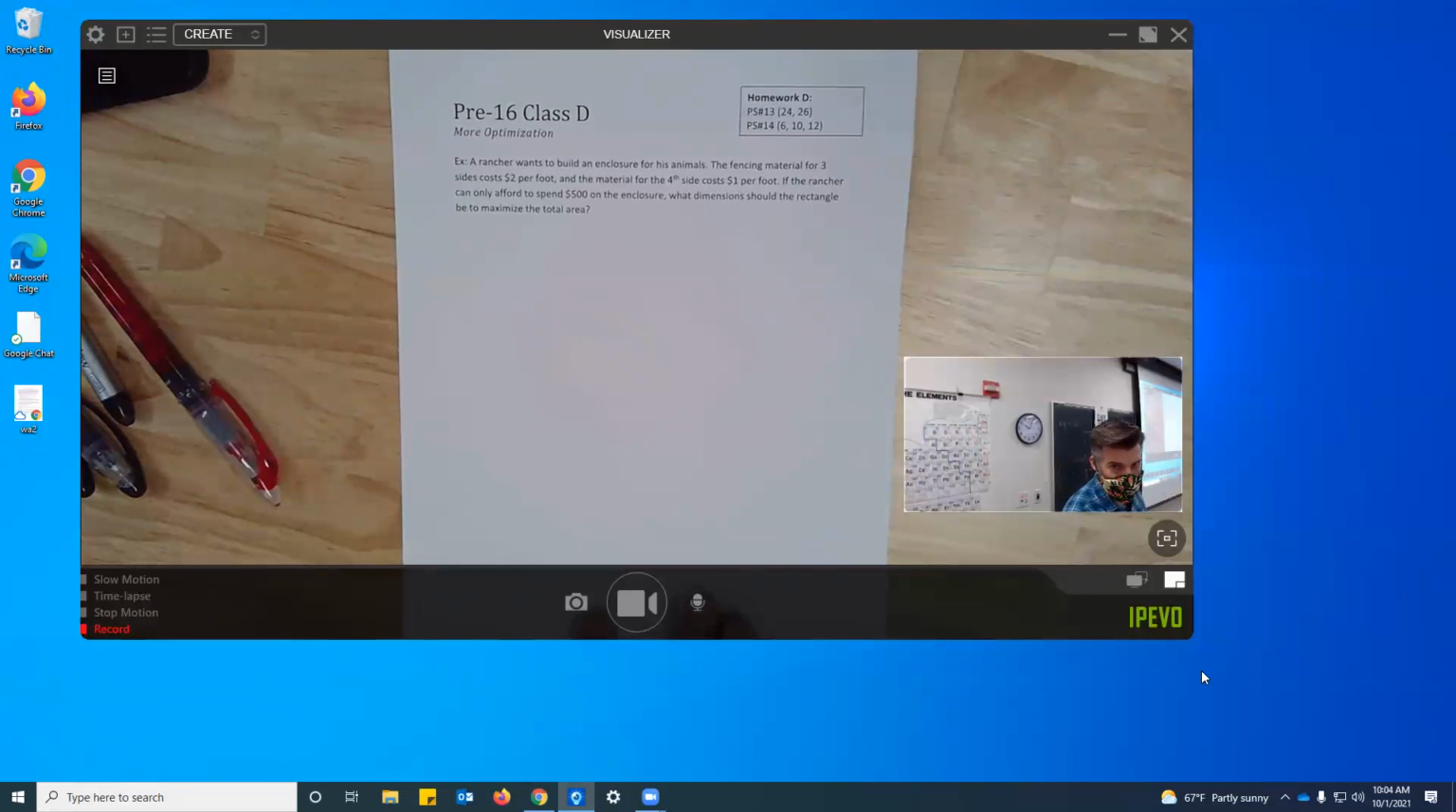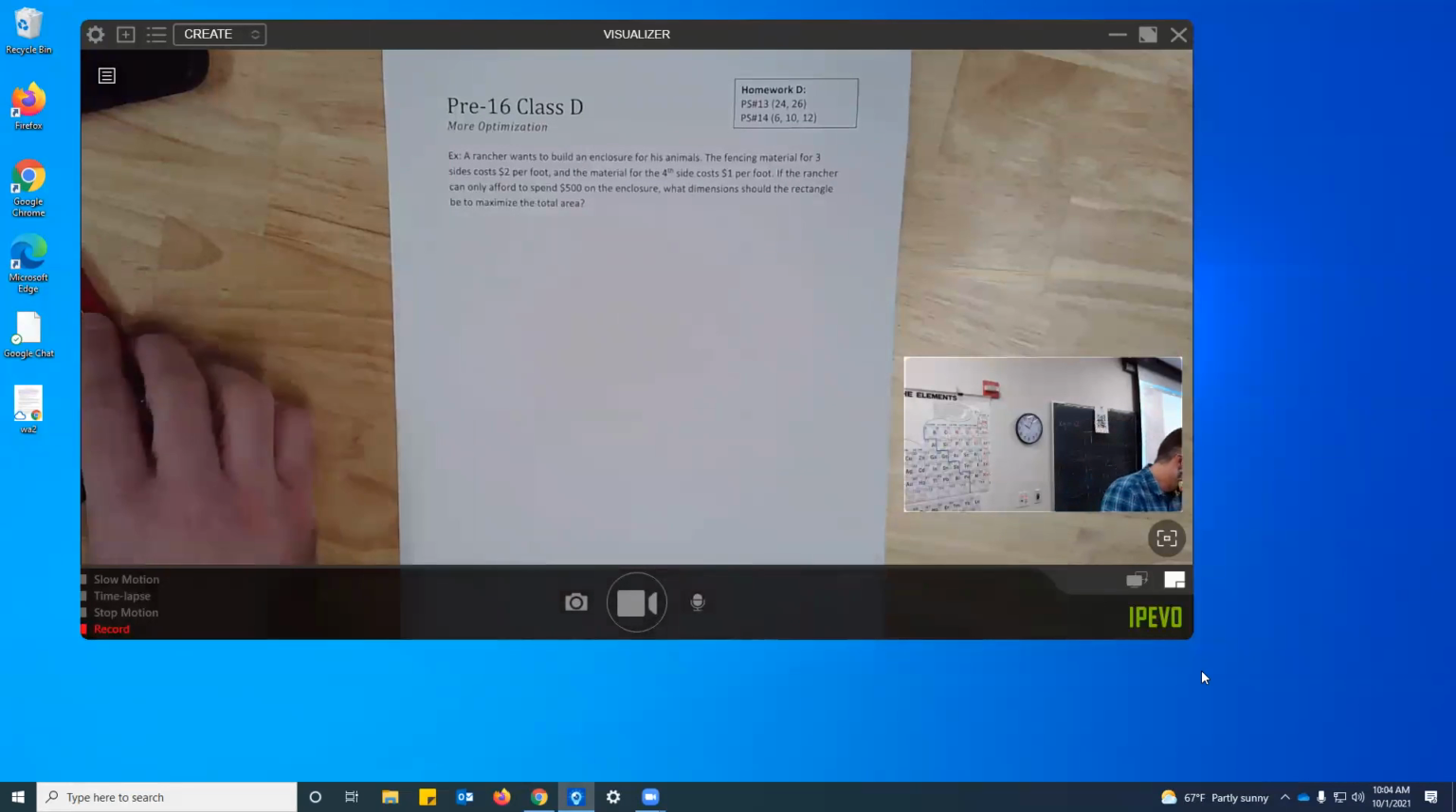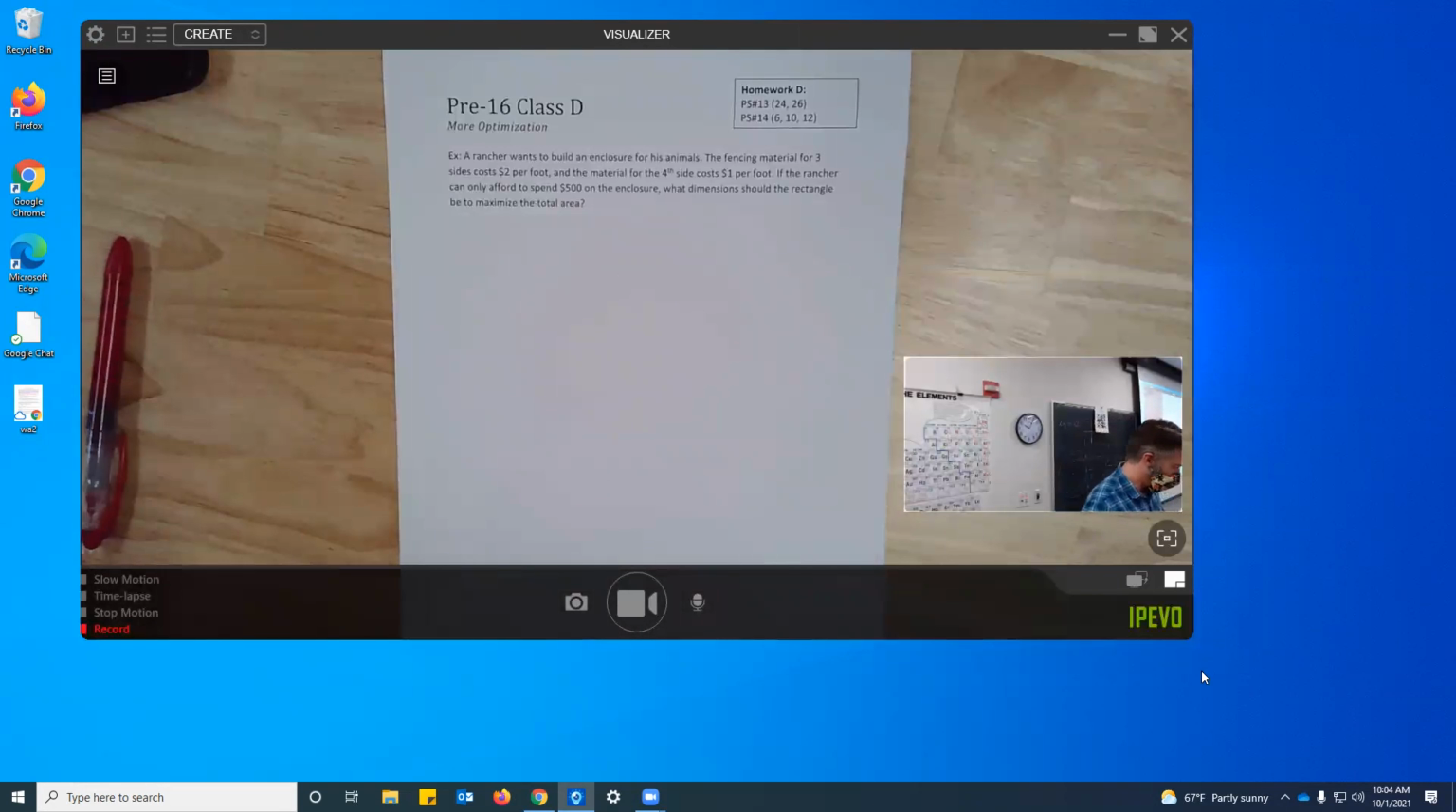At Class D, more optimization. Also, notably, a much shorter homework assignment than some of the previous ones, right? Just 5 questions, but they are all about optimization. So, be nice for everybody.